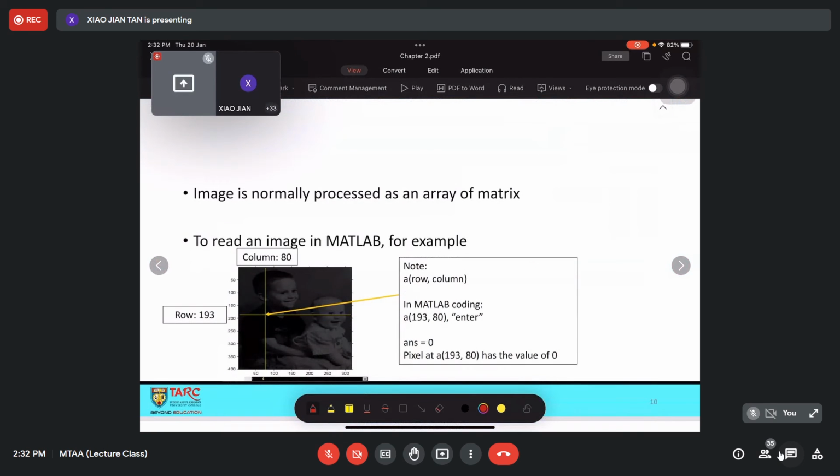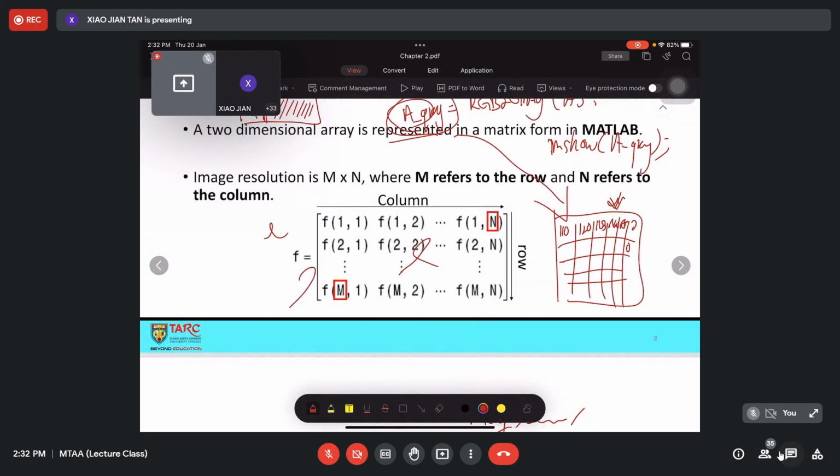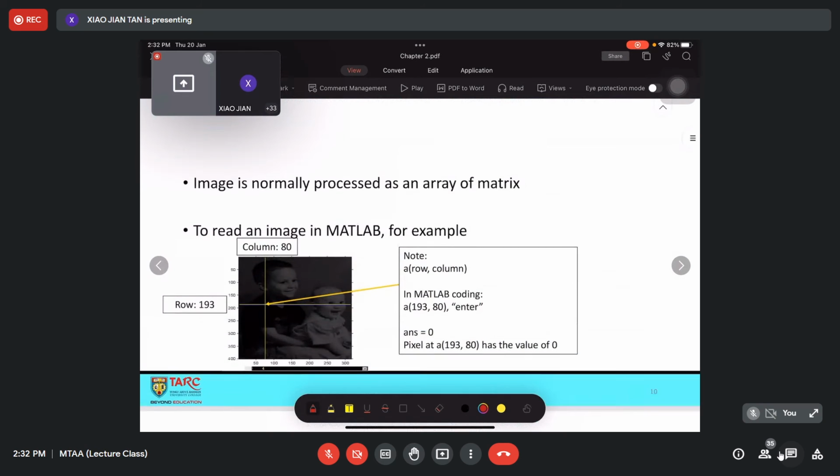Image is normally processed as an array of matrices. In Matlab, the image is always processed as an array, a 2D array, as shown here. To read an image in Matlab, for example, you have the row and column. So you put in, this is row number 193, and this is column number 80. You just put in the row and column here and press enter, and it will prompt out like this.